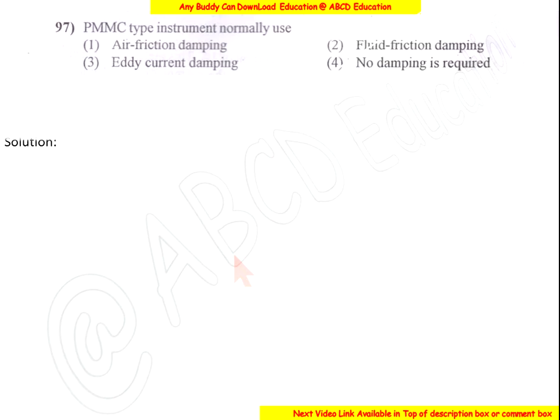No damping is required. Now come to the solution. Eddy current damping we use in the PMMC type instrument. Why? Because in the PMMC instrument, the B, that is magnetic field density, is very high because of the permanent magnet. So we use eddy current damping with the help of an aluminum former. So the correct option is the third, that is eddy current damping.